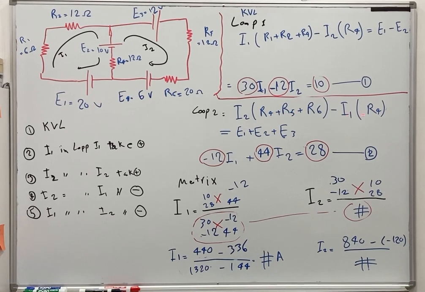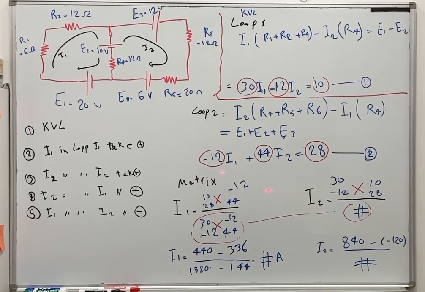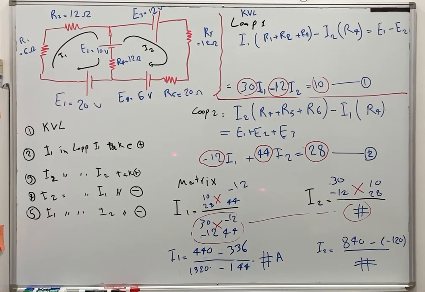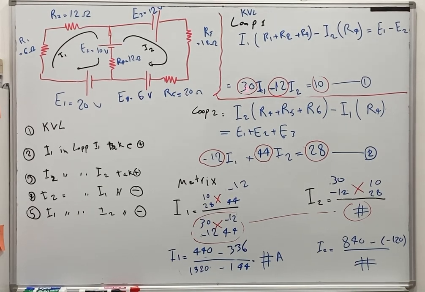So we have this one side and this one the other side. See, this is equal. Now let's use all the numbers here, and we will get minus I1 minus 12 multiplied by I1 plus 44 I2 equal 28. This is equation number 2, for loop 2. Equation 1 is for loop 1. Okay, so now we got 6 numbers: 30, minus 12, 10, and here we got minus 12, 44, 28.